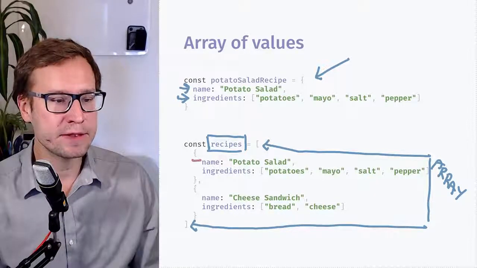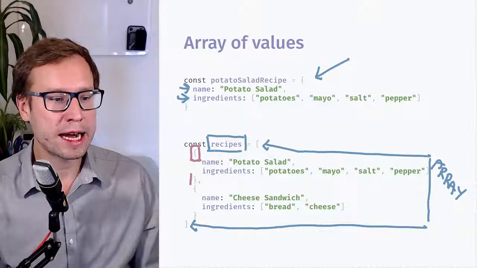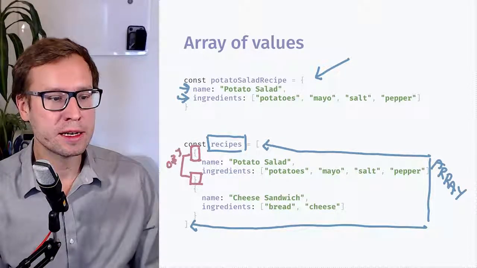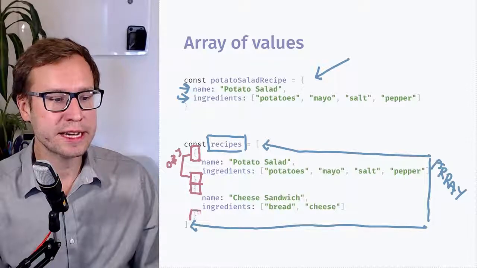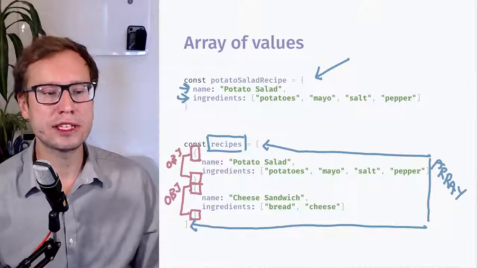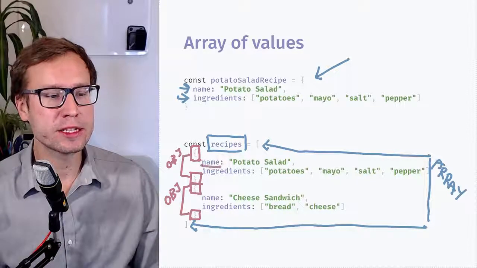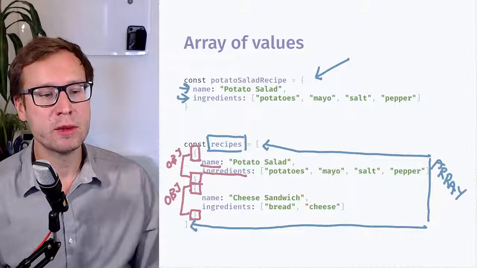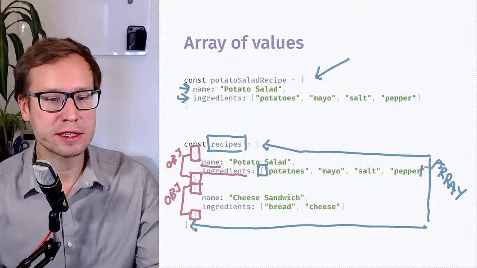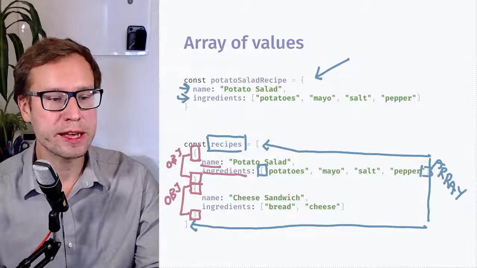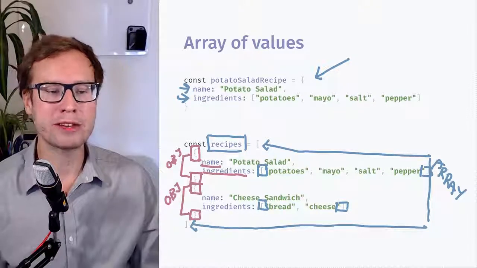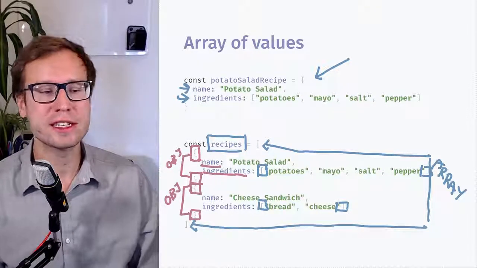Well, I identify here curly brackets, and that tells me this is an object. And same thing in this second item. This is a second object. Now let's dig into the objects. Okay, so I have a name and I have ingredients. Well, it's square brackets, so this is an array. Same thing with this second recipe here. It's another array. So now we've identified a structure that's getting a little bit more complicated.